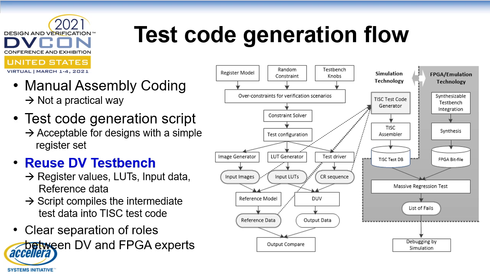In fact, writing test programs for the task is a big challenge. This challenge was mitigated by reusing and augmenting DV test benches. Based on the original DV test bench, generation codes for input images, LUTs, and configuration strategies are slightly modified to gather intermediate data. The collected intermediate data are fed into a simple script that generates TISC instruction codes. For DV engineers, this takes only several hours.